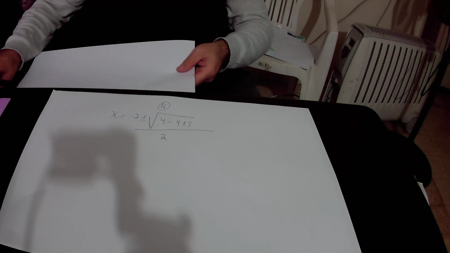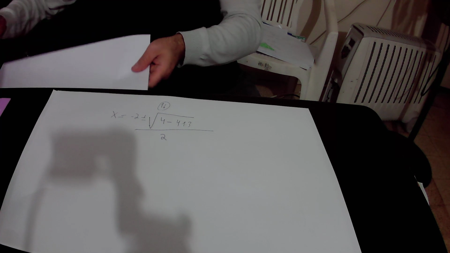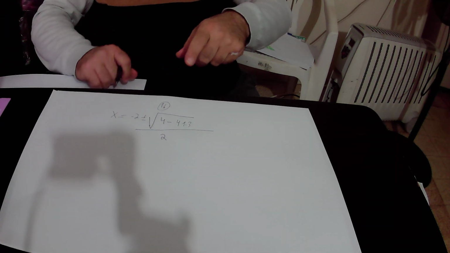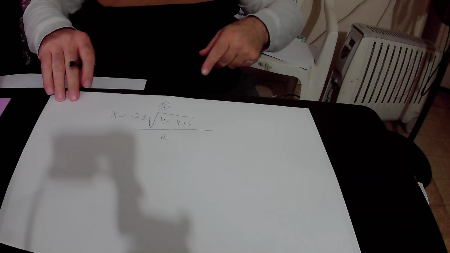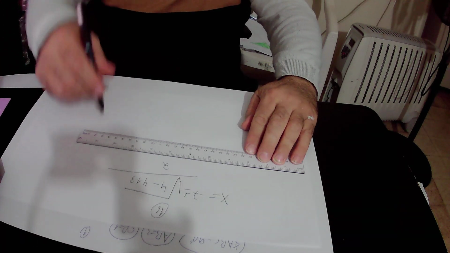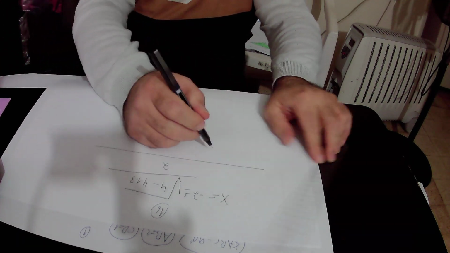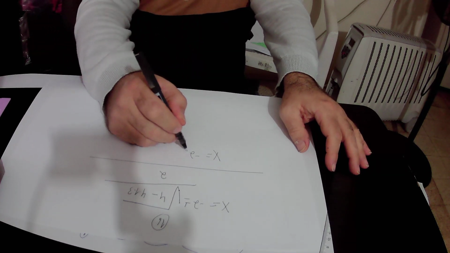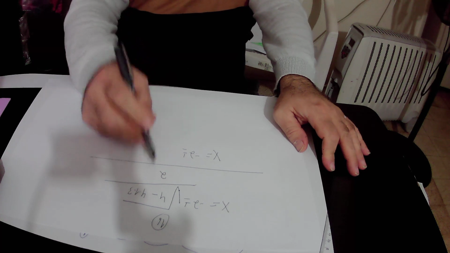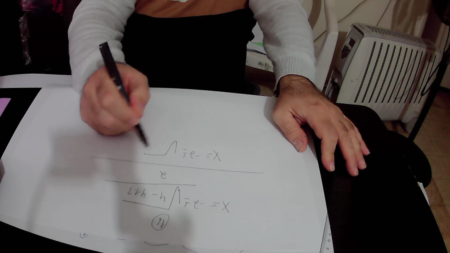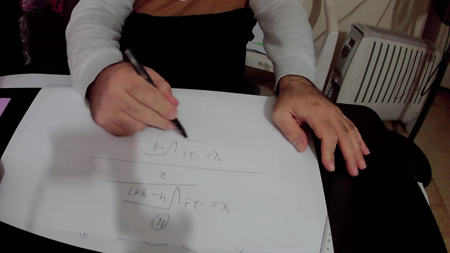So actually x equals the root of 4 minus 4 times 3, which is 12. So we found out that x equals minus 2 plus or minus the root of 4 minus 12, which is minus 8, over 2.